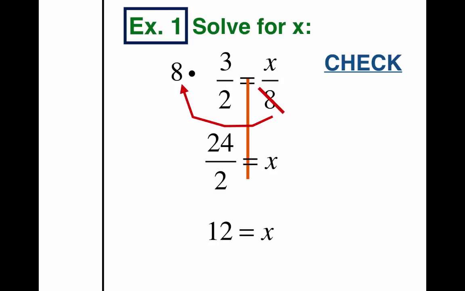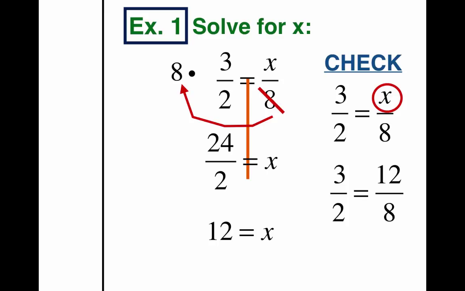Now let's take this one step further, and let's check our answer and see if we're actually right. Let's make sure this is a proportion. So remember our problem: 3 over 2 equals x over 8. We're going to write that down again, but this time we're going to replace the x with the number that we think it equals. We think it's 12. So we have 3 over 2 equals 12 over 8. And the question is, is that true?